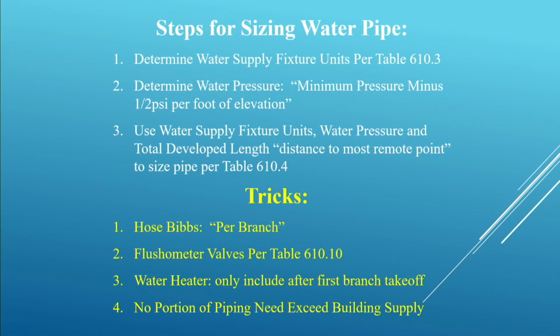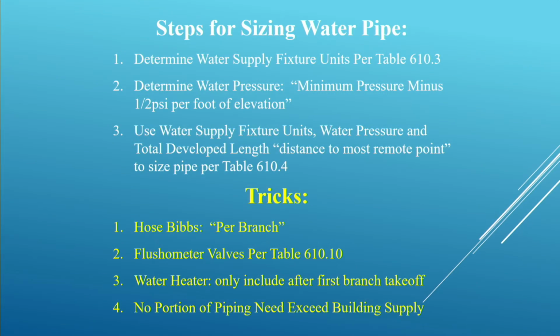So number 3 says, only include the water heater after the first branch takeoff. So the first branch takeoff would be the first thing you're feeding on the water line. So from the meter to the house, that's the building supply. The first branch that comes off of that, that's your first branch takeoff. A lot of times the water comes into the house, first fixture it feeds is the water heater. So let's assume the first thing that gets water is the water heater. Well then, between the water heater and the meter, that's your building supply. But once you branch off to feed that water heater, that's your first branch takeoff. In other words, don't include the water heater until after you're past that. After you're past that, then you would include the water heater.